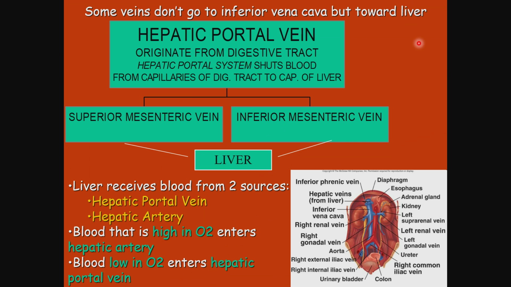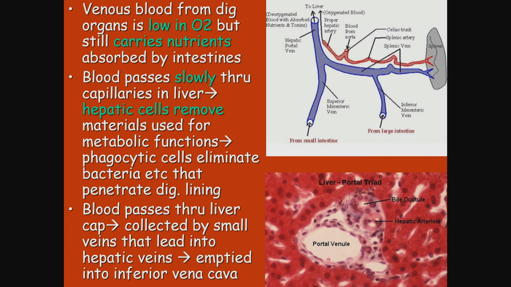The liver receives blood from two sources, the hepatic portal vein and the hepatic artery, and you can see those pictures over here. Blood that is high in oxygen enters the hepatic artery, and blood low in oxygen is going to enter the hepatic portal vein. And remember, guys, hepato means liver. Venous blood, and what we mean by venous blood is blood that came from the digestive organs that's low in oxygen but still has the nutrients absorbed by the intestines, will pass slowly through the capillaries in the liver.